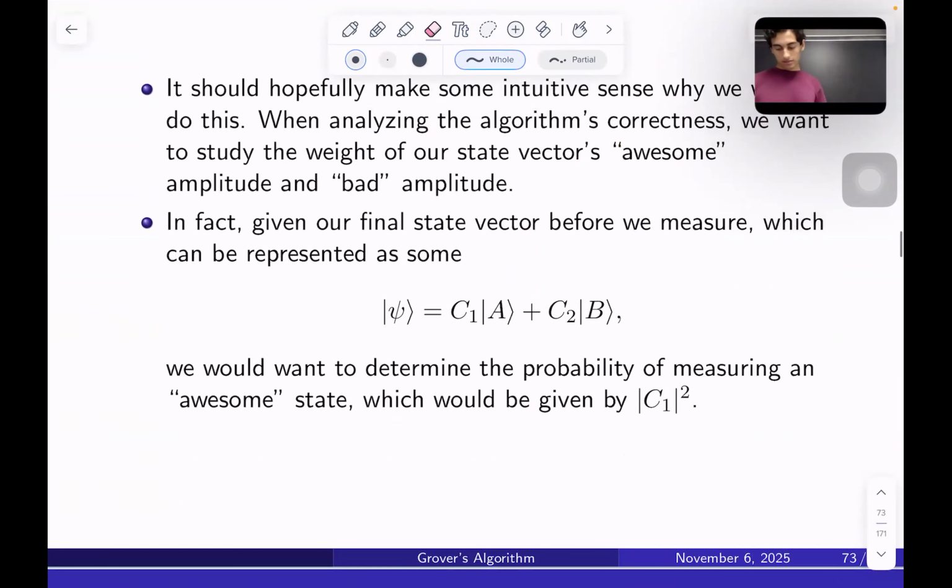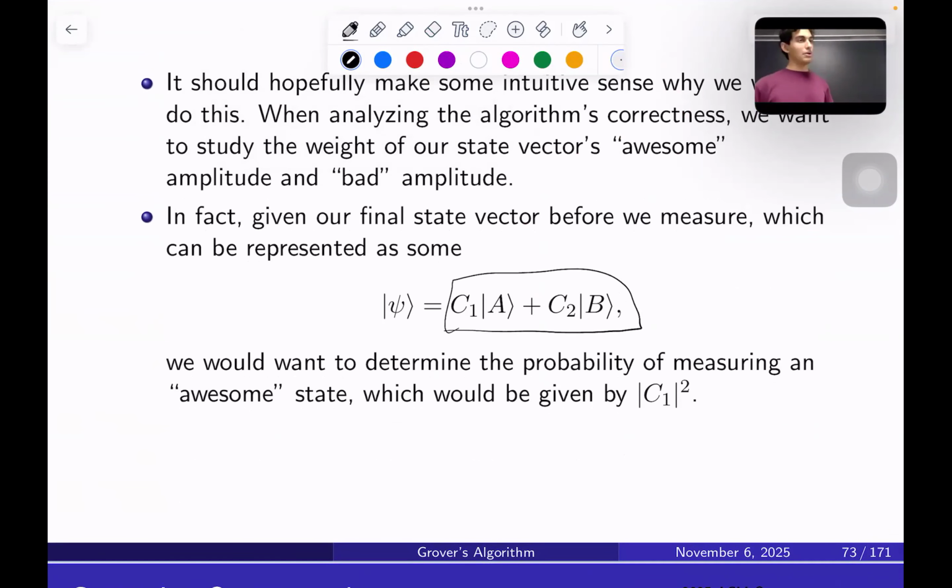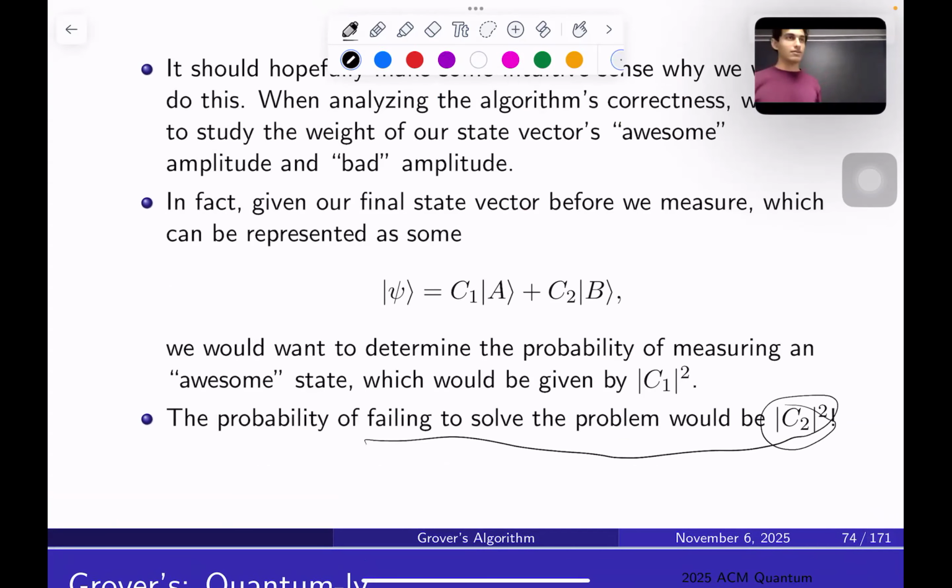And again, if you write your state as a combination of these A and B vectors, then the probability of solving the problem successfully is just the coefficient of A, squared. So that's why we rewrite the vector in this basis. We can literally read off the probability of solving the problem correctly. Questions on that? And the probability of failing would be the coefficient of B, squared.